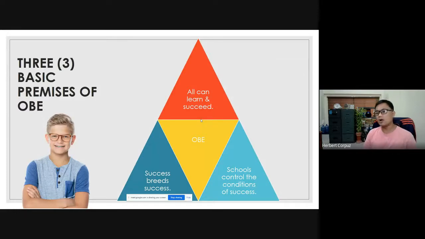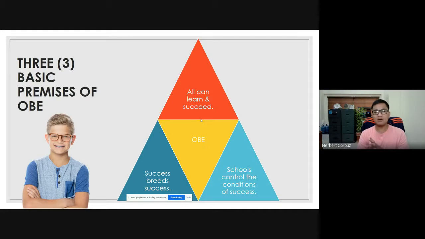Ito, that OBE believes in these three premises. The first one, all can learn and succeed. Diba dati-rati, sa isang traditional na silid-aralan ay mayroong mga guro na wala nang pakialam sa klase ng estudyante na meron sila. Dahil mayroong mga guro na naniwala na wala nang pag-asa ang isang estudyante, hindi na talaga matututo yung estudyante iyan. Na estudyante niya na sadyang mahina na kahit anong ipasok mo sa utak niya, hindi niya mauunawaan. Ganun ang pananaw ng mga guro sa traditional na konteksto ng pag-aaral.